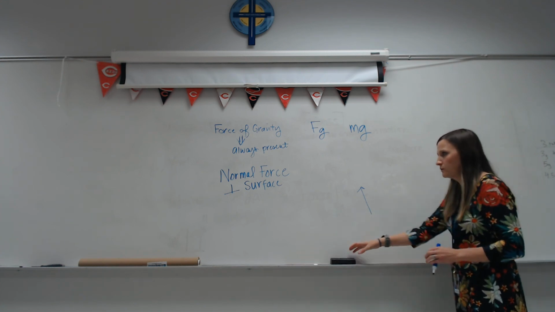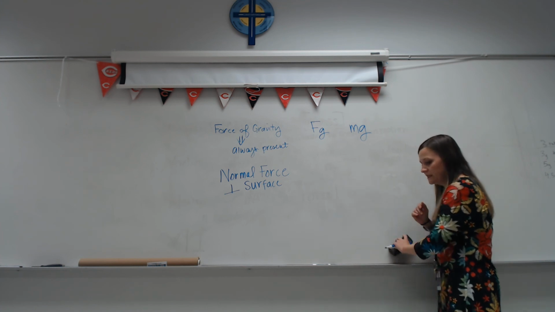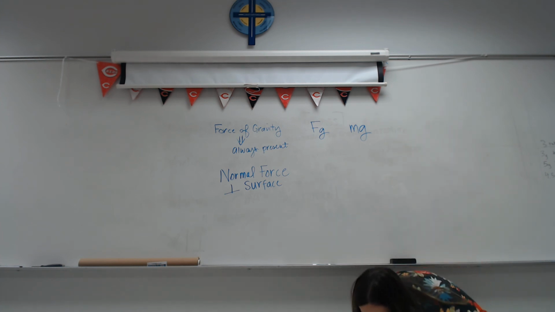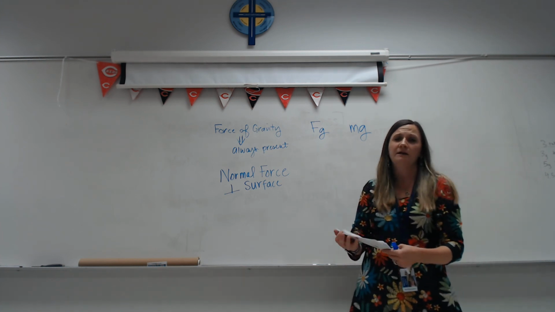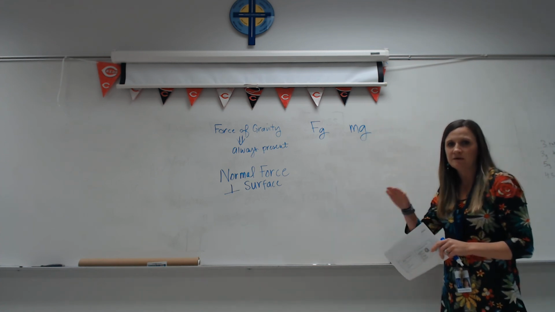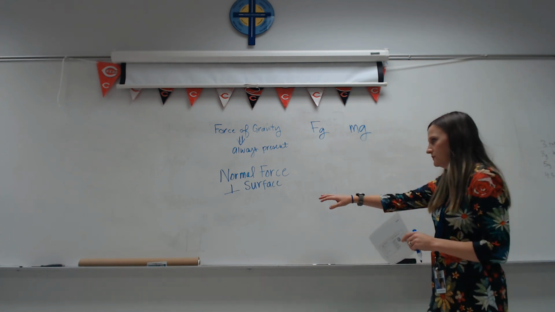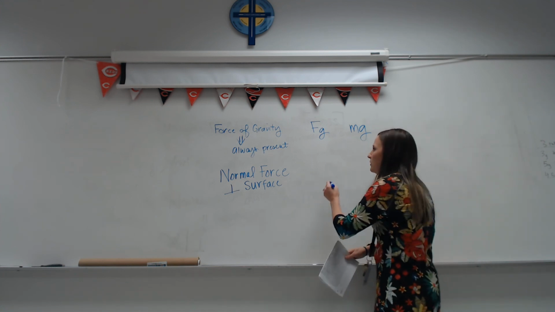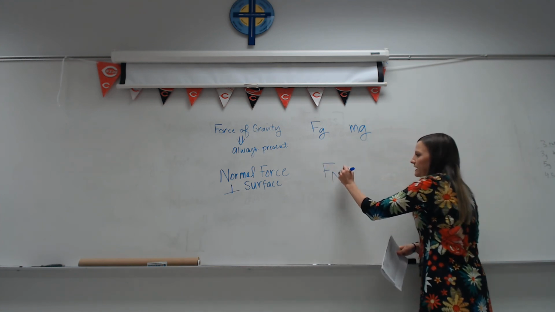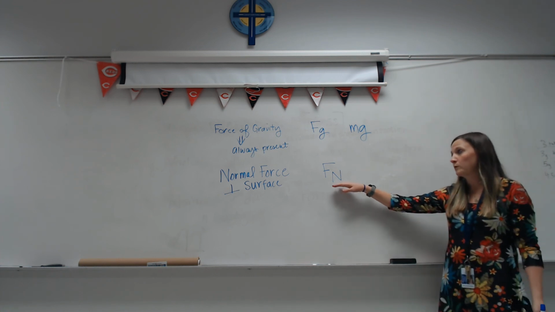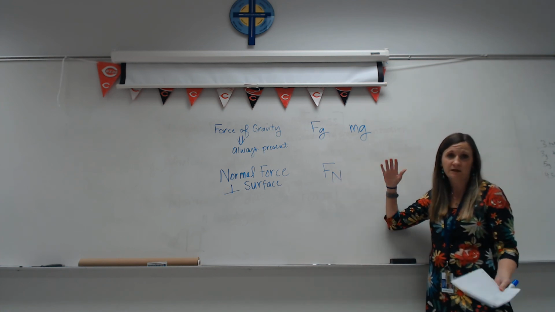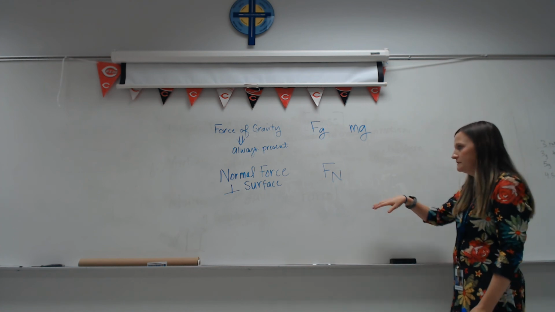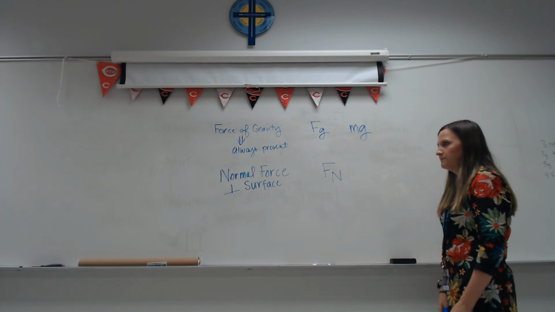Okay, so normal force only happens when something's on a surface. If something's in the air, let's say it's falling or it's hanging, it does not have a normal force. You have to be on a solid surface for this force to be present. My notation, you'll see me call it Fn. Sometimes you have multiple normal forces, so I'll call them 1, 2, or 3, or A, B, C, whatever you want to do. But F sub n is how I label them.